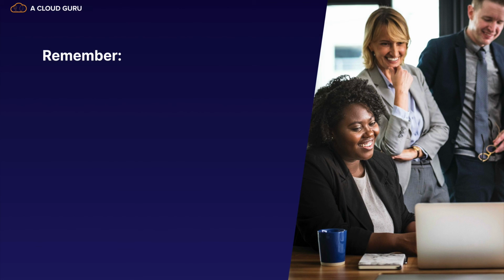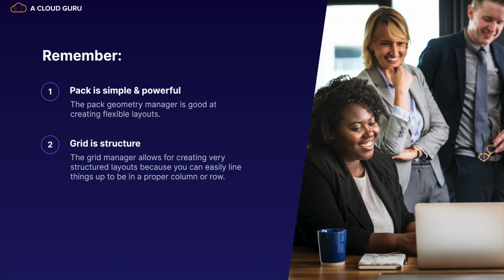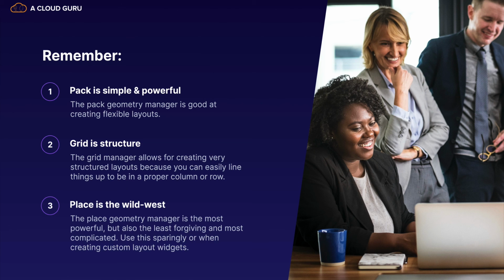So there's a lot of information covered in this lesson, and the things to remember here is that Pack is pretty simple, and it allows you to make some interesting, flexible designs. But if you need something that's a lot more structured and would be good for something where you're creating maybe a form, then Grid is really good for that because it allows you to specify positioning with a little bit more control. And then Place is incredibly powerful, but it requires you to be very specific in what you're doing.